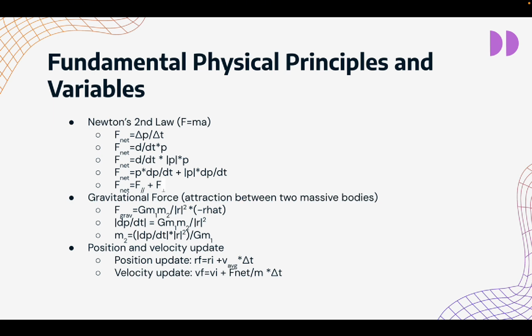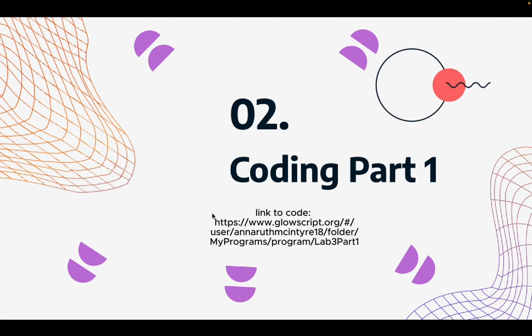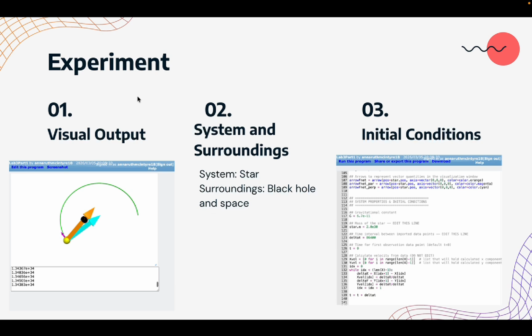And we got gravitational force, attraction between two massive bodies. We have F grav equals G M M over R squared times R hat for direction, and we got position and velocity update like the other 2 labs. So now we got coding part 1. This is the experiment. We got a visual output. We have system and surroundings, the star, and then the black hole in space was the surroundings. And then these are the initial conditions.